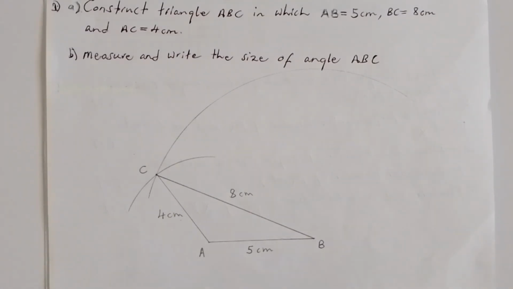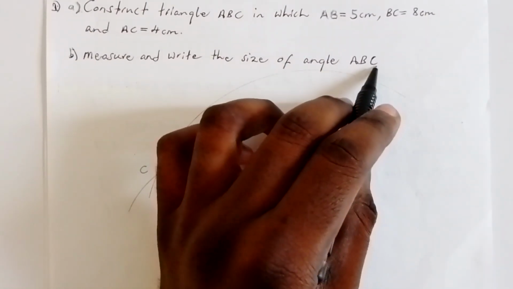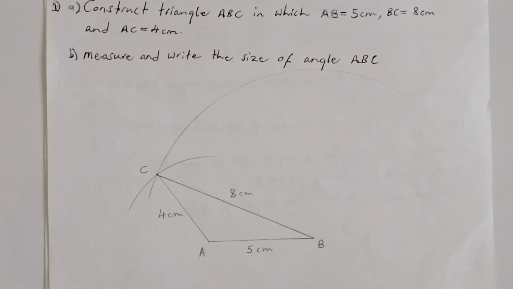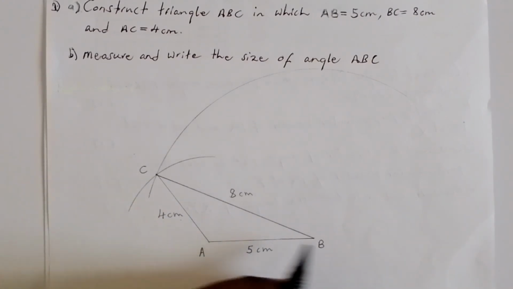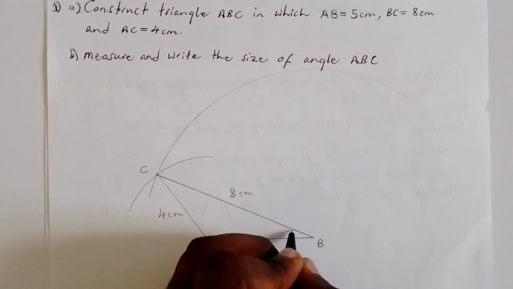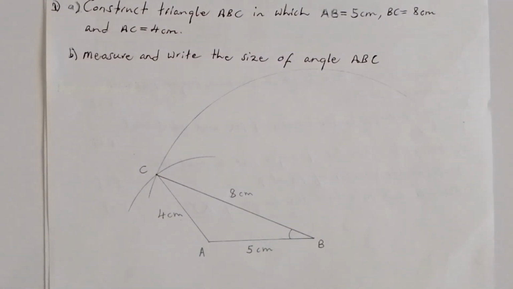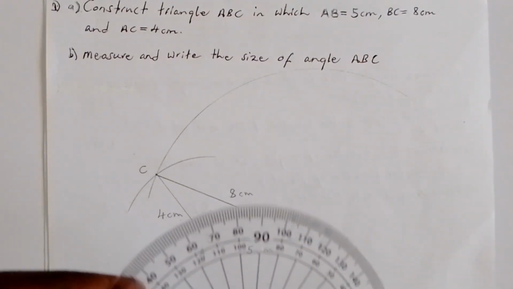Now, we've been told to measure and write down the size of angle ABC. Okay, angle ABC. So how do we measure this particular angle ABC? The letter in the middle is B, so meaning that the angle that we are to measure is actually this one here. Okay, so to measure this angle, you need the help of a protractor. Okay, remember how to measure angles using a protractor.